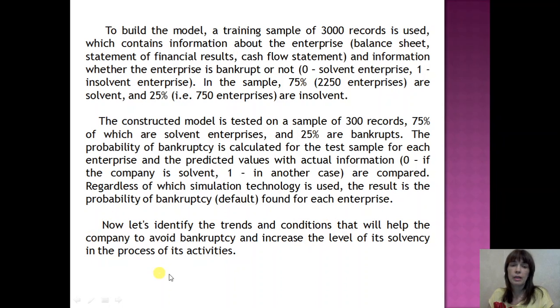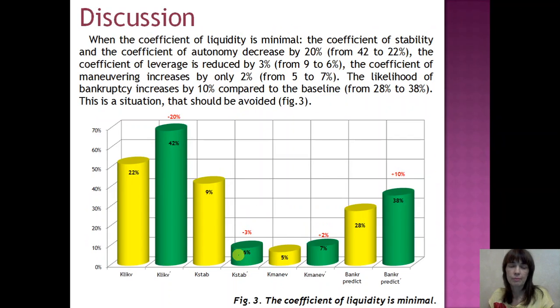Now, let's identify the trends and conditions that will help the company to avoid bankruptcy and increase the level of its solvency in the process of its activities. When the coefficient of liquidity is minimal, the coefficient of stability and the autonomy decrease by 20%, from 22 to 42%.